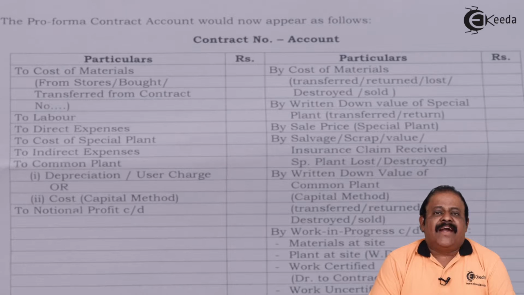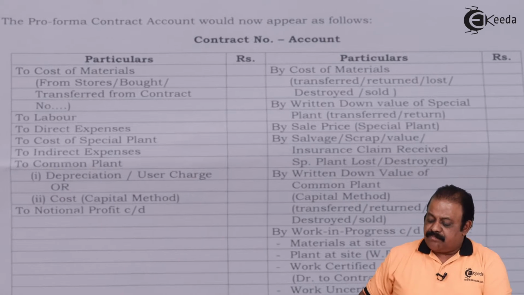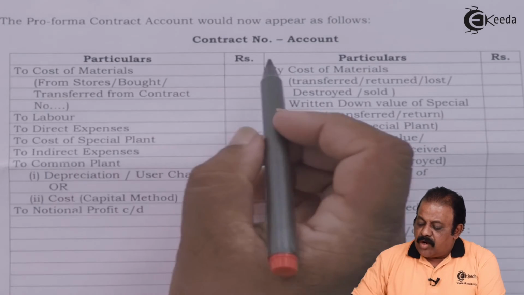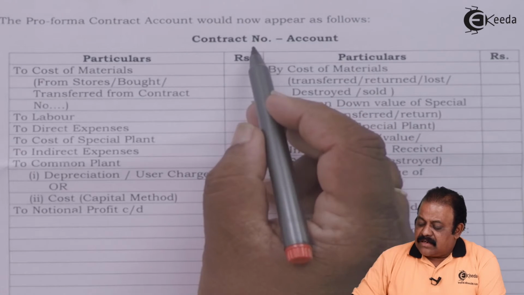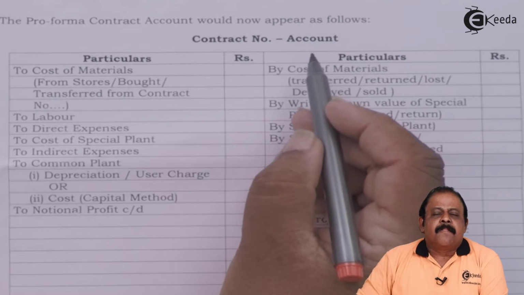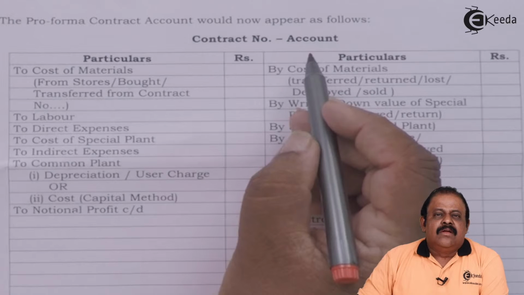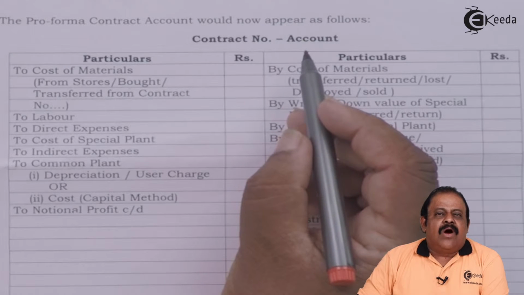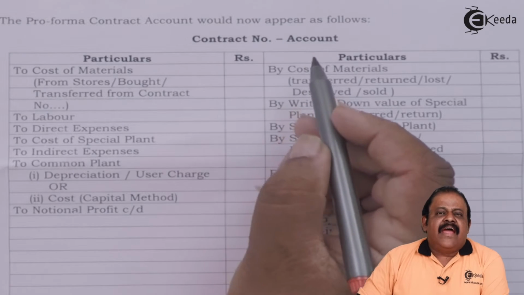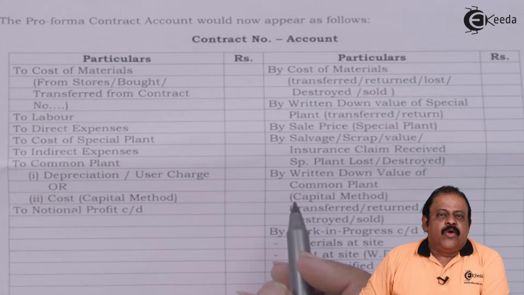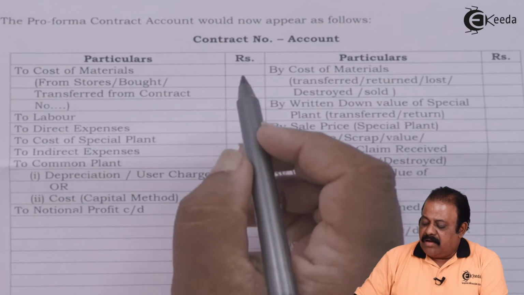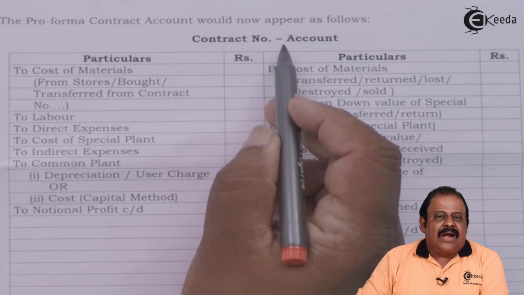Let us see the format of contract account in short. This is a pro forma of contract account. Contract number: when a contractor takes many contracts in a particular year, he may number them like contract number 1, contract number 2, contract number 3. Accordingly, different ledger accounts will be opened for each contract, and a number will be given, like contract number 1 account.